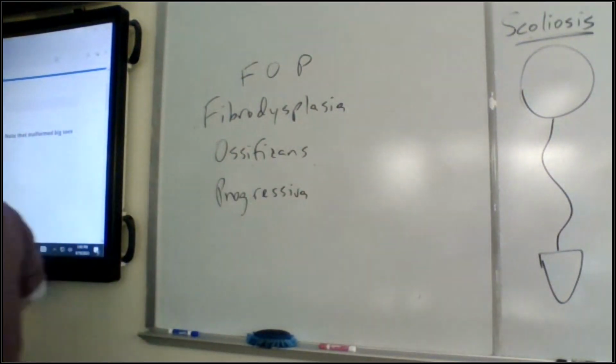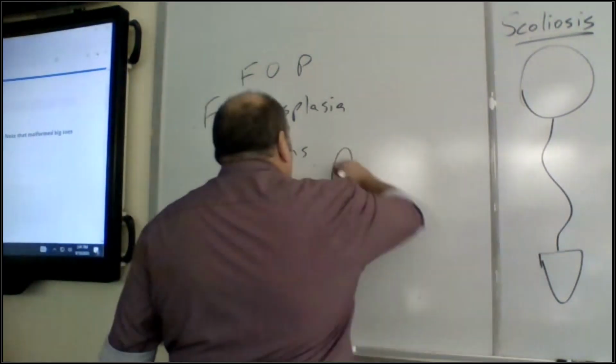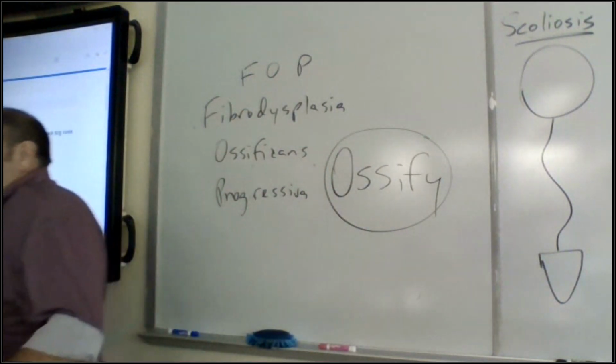FOP. So this disorder is a very unique disorder. Why is it unique? Because we can have one type of soft tissue become another type of tissue. What happens with this is that we can have muscle, ligaments, and tendons ossify. They can become bone, folks.